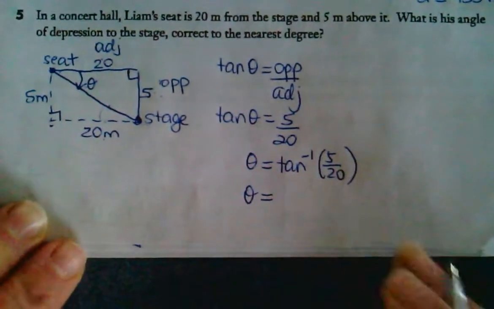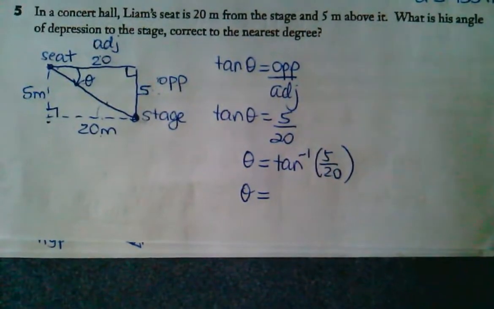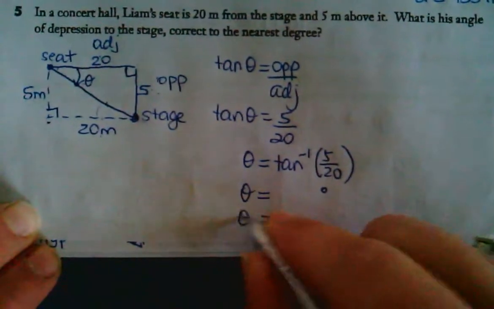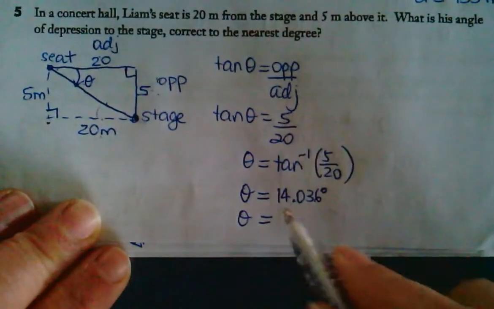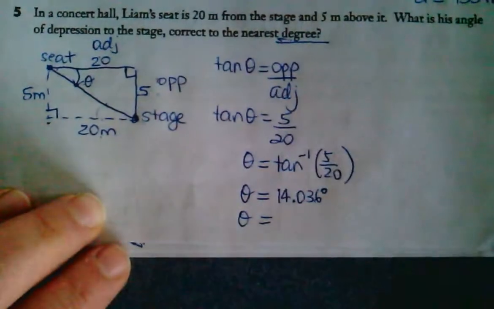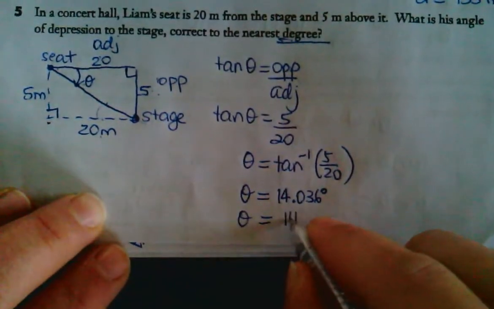That's what you'll enter in your calculator. Because you want the angle of depression to the nearest degree, you don't have to change your angle to DMS, okay? You can just keep it in degrees, whatever you get, and then round it to the nearest degree. On your calculator, you get 14.036. Because you need to round to the nearest degree, don't go and change it to degrees and minutes. Just treat it as a normal decimal number.